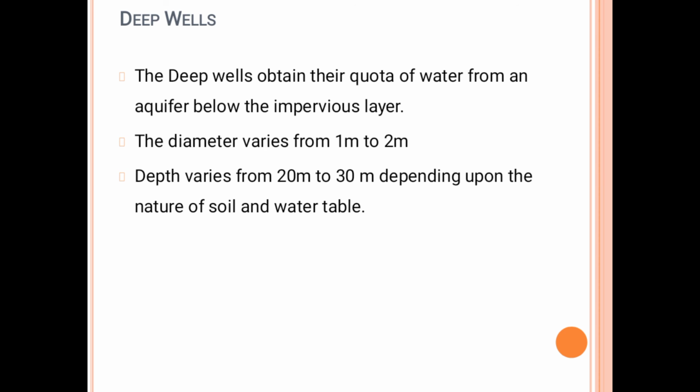Then deep wells obtain their quota of water from an aquifer below the impervious layer. The diameter varies from 1 meter to 2 meters. Depth varies from 20 meters to 30 meters, depending upon the nature of soil and water table of that area.